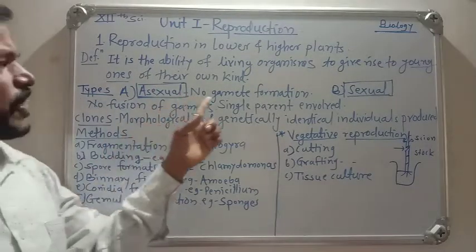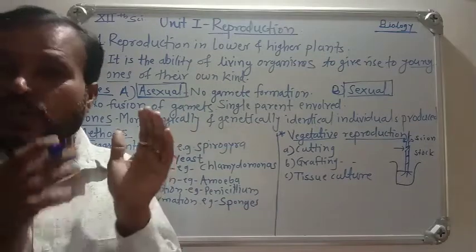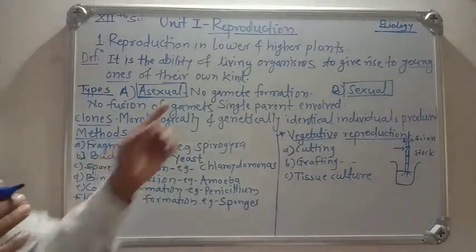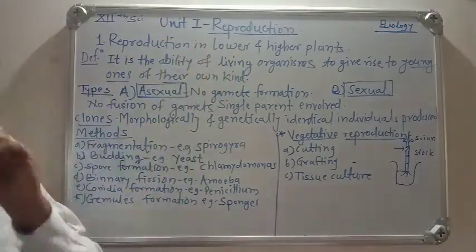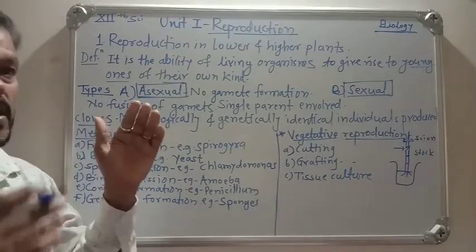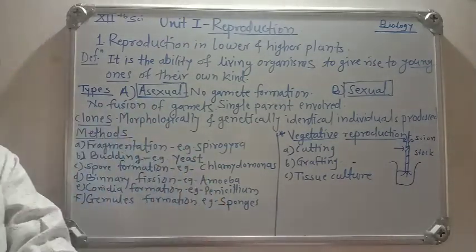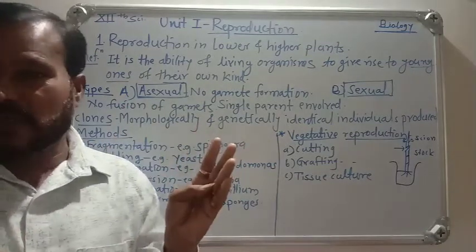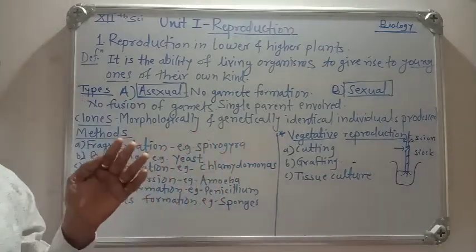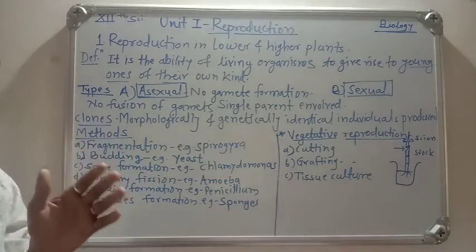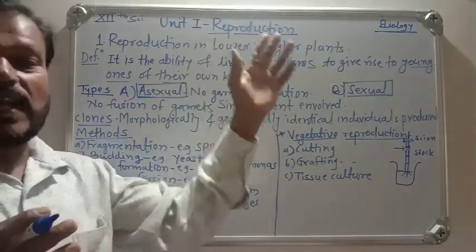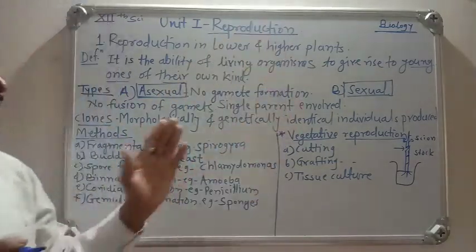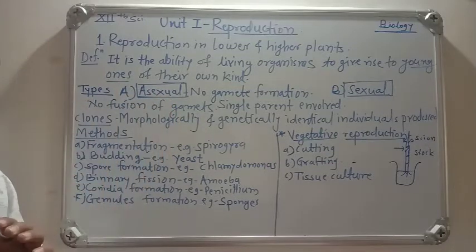Generally, the asexual reproduction process takes place in the lower organisms or lower plants. Last year you studied the lower plants and higher plants. Recall your memory. Pteridophytes, bryophytes, gymnosperms, angiosperms. These are the different categories of plants. Lower plants and higher plants. Here we have completed asexual reproduction or clones.